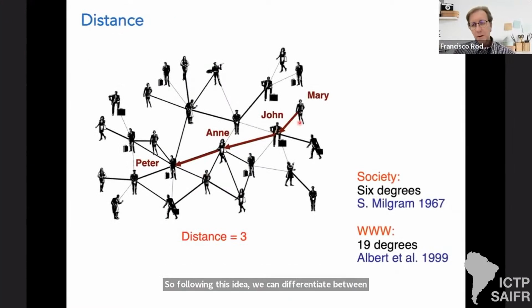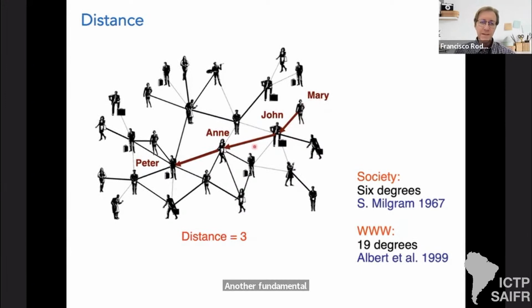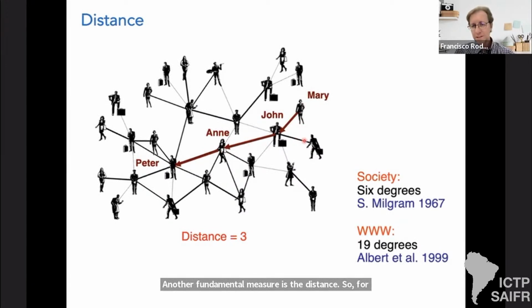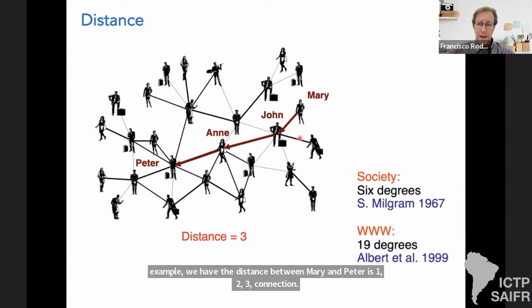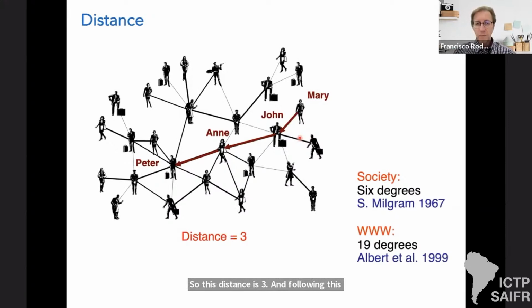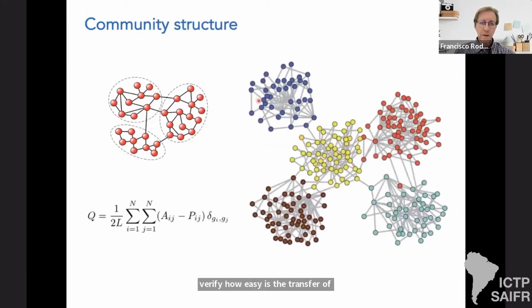Another fundamental measure is the distance. For example, the distance between Mary and Peter is 1, 2, 3 connections. So this distance is 3. And following this idea, we can verify how easy the transfer of information in a network is. Another important structure is the community structure. In this case, we have a network made of groups of nodes that are densely connected to each other. Okay, so these nodes form the communities.